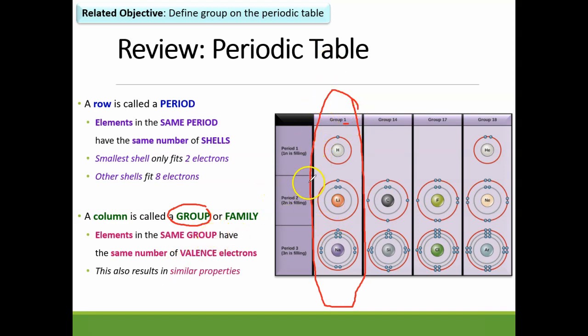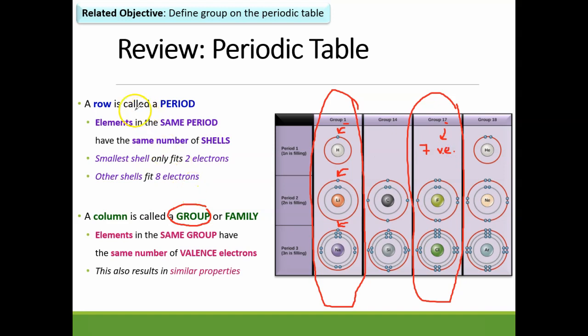Now, elements within the same group don't have the same number of shells, like in a period. Instead, they have the same number of valence electrons, so the same number of electrons on their outermost shell. So you can see here, for example, hydrogen has 1 valence electron, lithium has 1 valence electron, and sodium has 1 valence electron. Same thing if we jump over to group 17. You can see that fluorine has 1, 2, 3, 4, 5, 6, 7, and chlorine 1, 2, 3, 4, 5, 6, 7 electrons on their outermost shell, which we should know because the group number 17 ends with the digit 7, which is how we identify that it has 7 valence electrons.